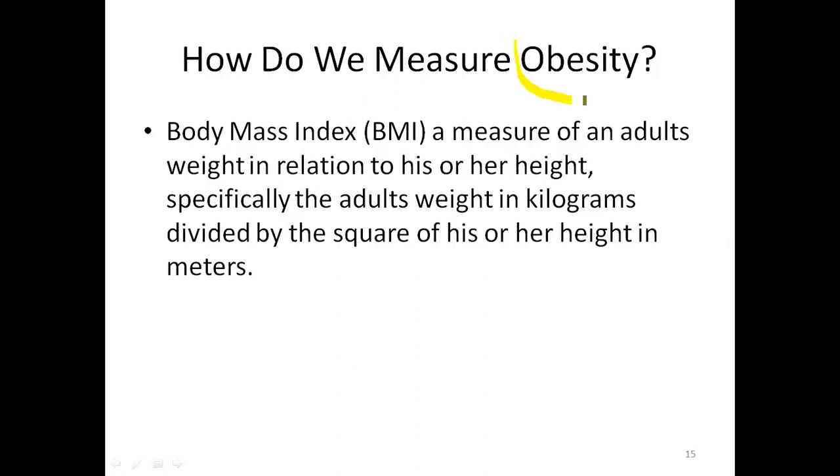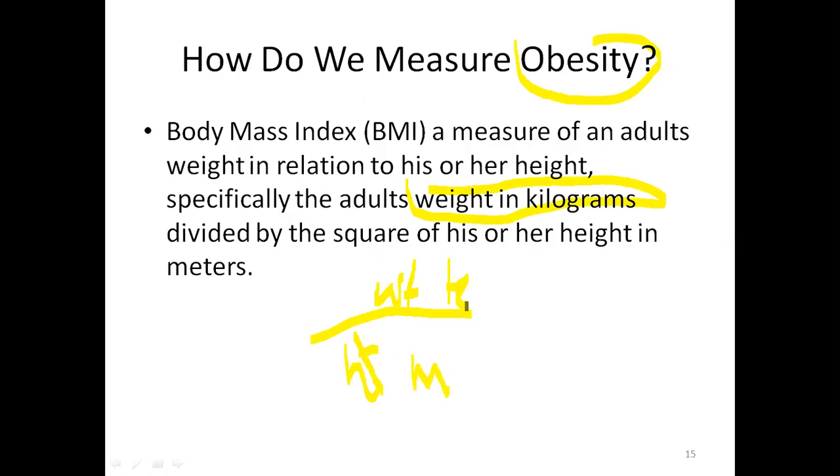Now, what is the method of measuring obesity? Obesity can be measured through this formula, where the person's weight in kilograms is divided by the square of the height in meters. Weight in kg divided by height in meters squared. This ratio should be less than 25. Then the person is safe. If it crosses 25 and reaches 30 or above, then the person is more prone to diabetes mellitus.